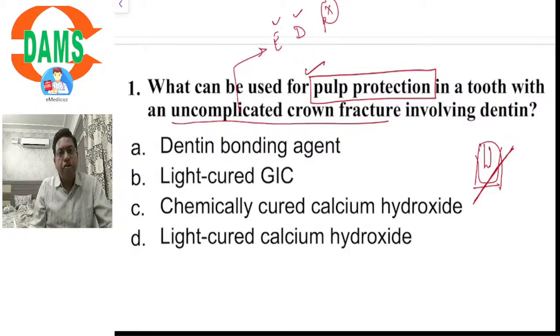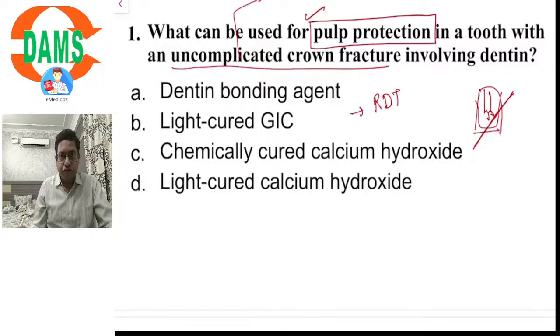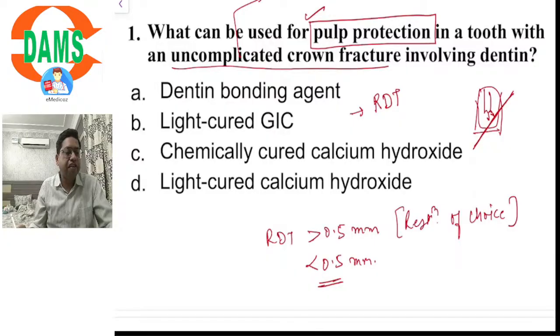Now, whenever we talk about uncomplicated crown fracture, an important thing we have to keep in mind is remaining dentine thickness. RDT means how much of the dentine is remaining above the pulp. That would decide the treatment of choice. The remaining dentine thickness can be greater than 0.5 millimeter or less than 0.5 millimeter. These are the threshold values. When it is more than 0.5 millimeter, we generally do not require any form of pulp protection and restoration of choice can be done. Simplest way of answering these questions.